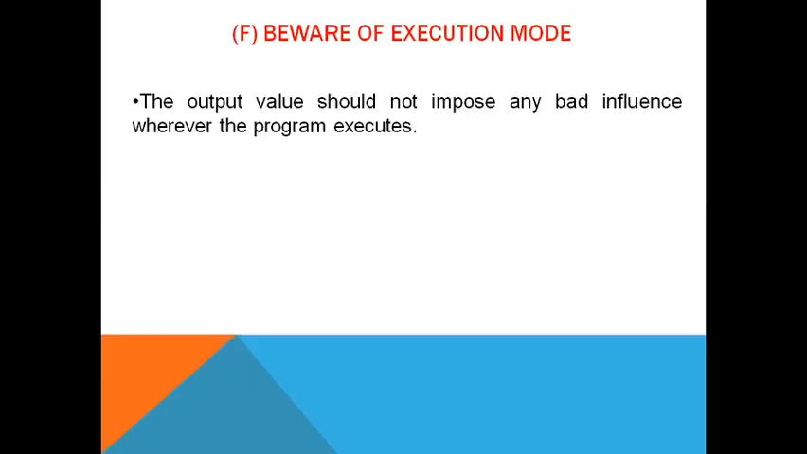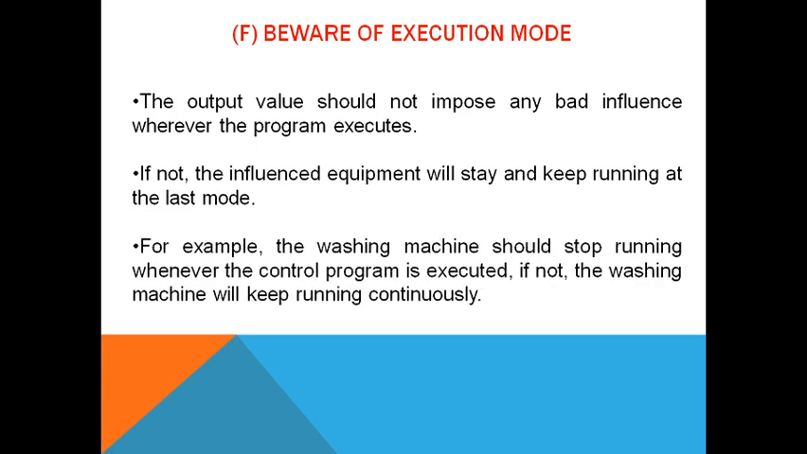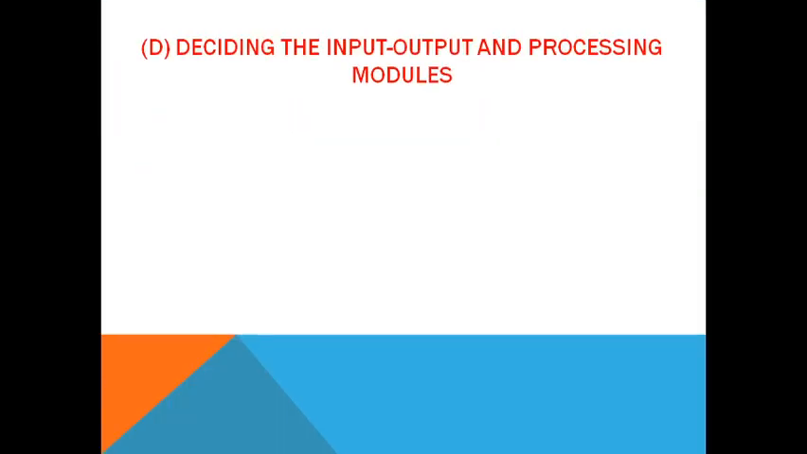The next point is beware of execution mode. It is very important because the output value shouldn't impose any bad influence while the program executes. If not, the influenced equipment will stay and keep running in the last mode. For example, the washing machine should stop running whenever the control program is executed. If not, the washing machine will keep running continuously.